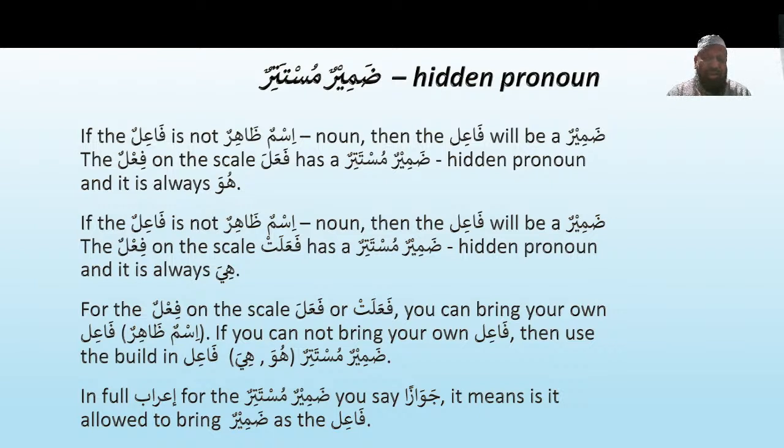So in full i'rab, for the damirun mustatirun, we say jawazan. Okay. So damirun mustatirun jawazan. It means it is allowed to bring damirun as the fa'il. The damirun mustatirun is allowed to bring this damir as the fa'il, because there is no ism dhahir in this sentence, and a fi'l must have a fa'il. So this is why we have to bring the damir as the fa'il.